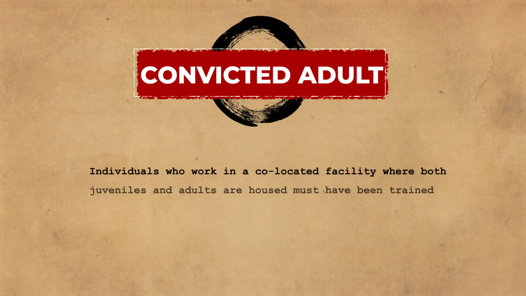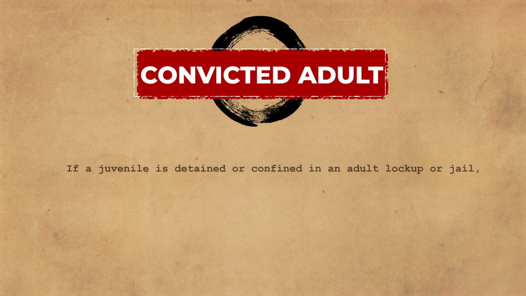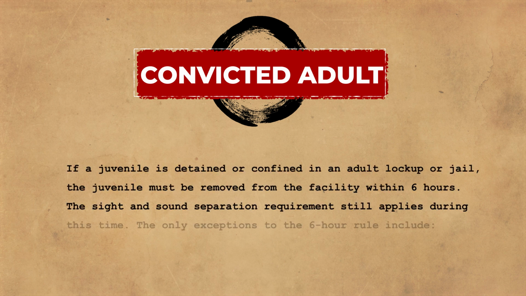Individuals who work in a co-located facility where both juveniles and adults are housed must have been trained and certified to work with juveniles. If a juvenile is detained or confined in an adult lockup or jail, the juvenile must be removed from the facility within 6 hours. The sight and sound separation requirement still applies during this time.